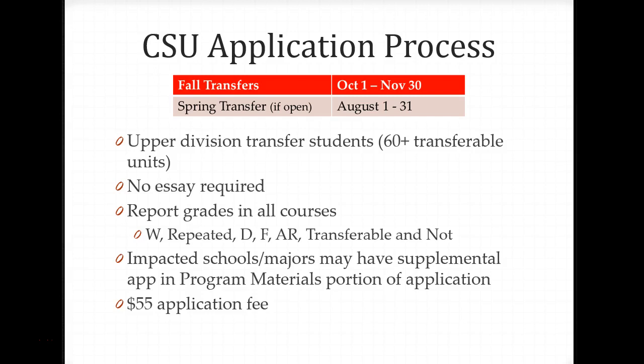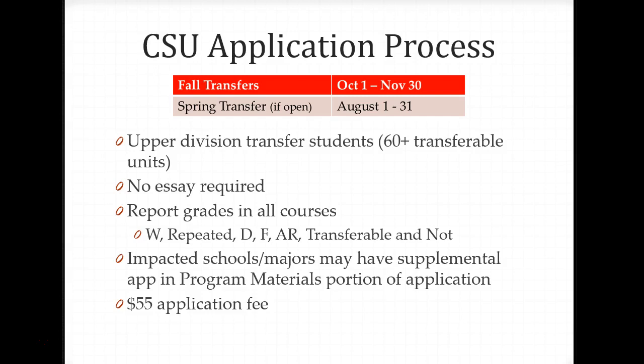So when you start the application, it's for upper division transfer students who will have 60 transferable units or more by the time they are going to be transferring. So, well, let me rephrase that. If you're a fall transfer student, the 60 units have to be done by the end of the spring semester in most cases. And if you're a spring transfer student, then the 60 units can be done in the fall prior to spring transfer.